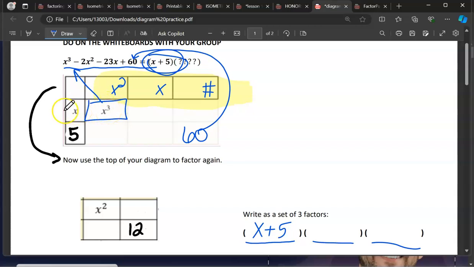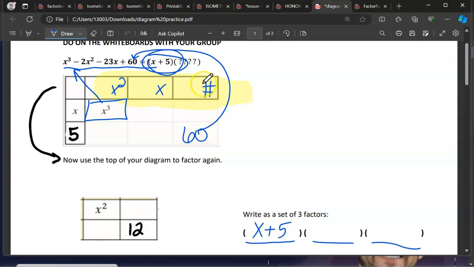How do we get that? Well, our row has been determined for us by telling us the factor is x plus 5. So if I want x plus 5 here, and I know that I need an x cubed in the top left, then the column starts with x squared. Because again, you're taking the column times the row for this box. So x squared times x is x cubed.